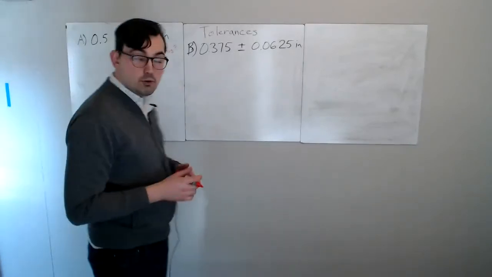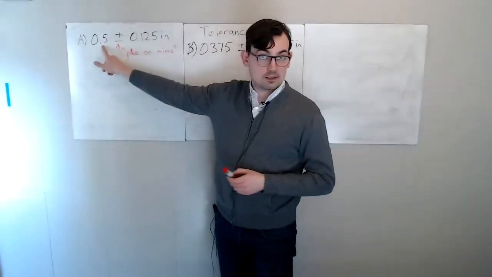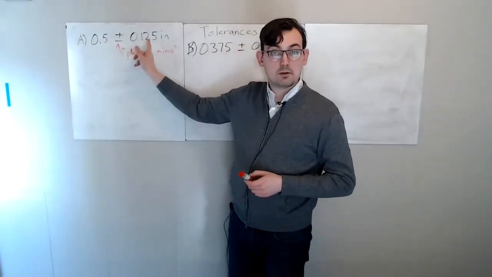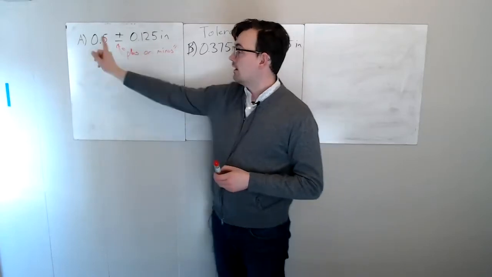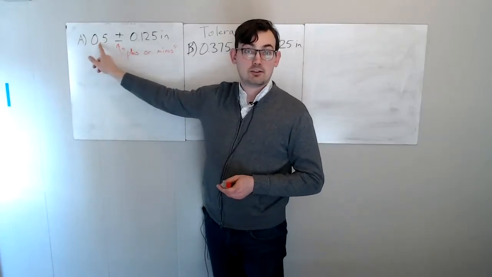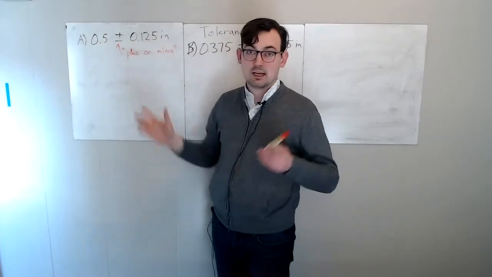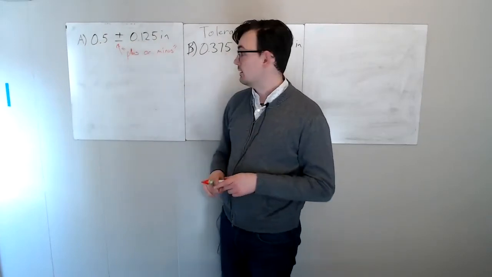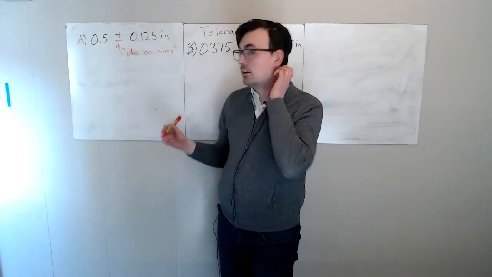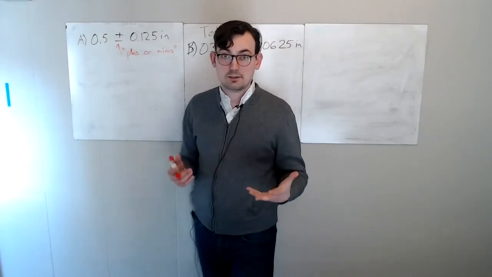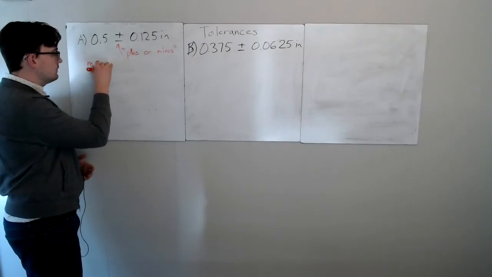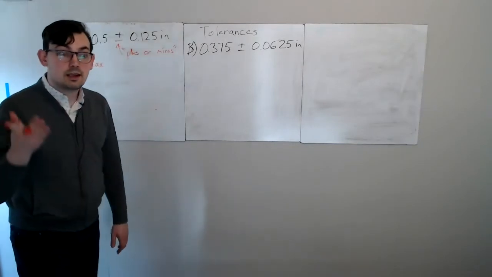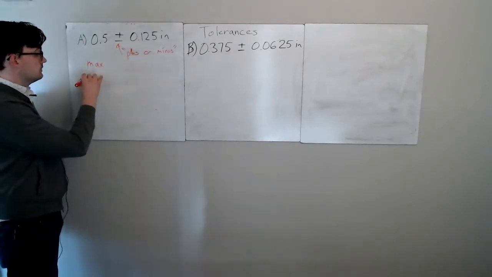This 0.5 is half an inch, and 0.125, that's a little trickier, that's 1/8 of an inch. So we're saying our ideal dimension would be half an inch, but we could be plus or minus 1/8 of an inch and be okay. So how do we calculate what our max and min are? That's what our goal is here. So we want to find our max value, what's our max value, and what's our min value.